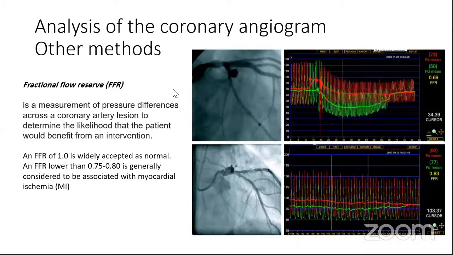Fractional flow reserve. This is a measurement of pressure differences across the coronary artery lesion to determine the likelihood that the patient would benefit from an intervention. So it's a fraction between the two pressures. An FFR of 1 is widely accepted as normal and requires no intervention. An FFR lower than 0.75 or 0.80 is generally considered to be significant and requires intervention.